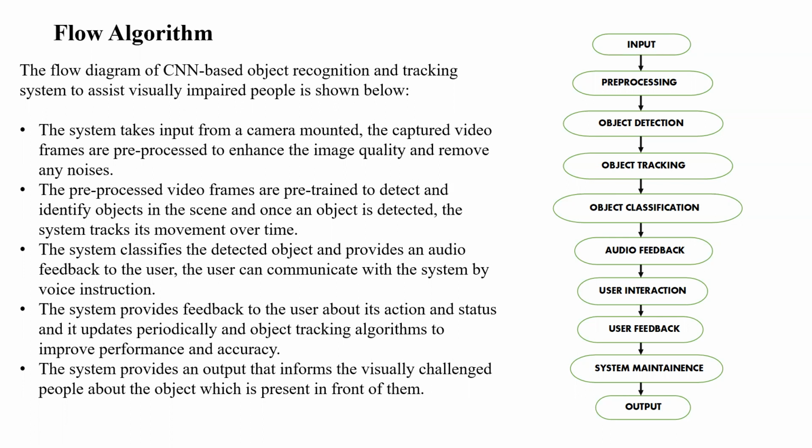The system provides feedback to the user about its action and status, and it updates object tracking algorithms periodically to improve performance and accuracy. The system provides an output that informs the visually challenged people about the object which is present in front of them.